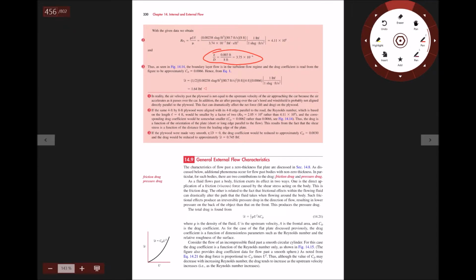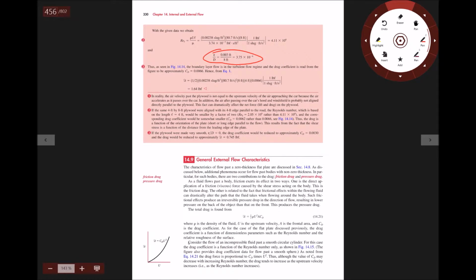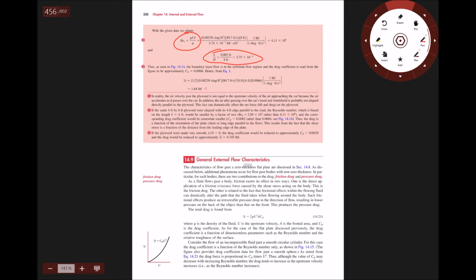This is the number that we're looking for, the Reynolds number over there. We have all the elements to find it because we are considering the density of air, and we can look it up at the end of the book, what's the normal density of air. And so we are just calculating the Reynolds number.